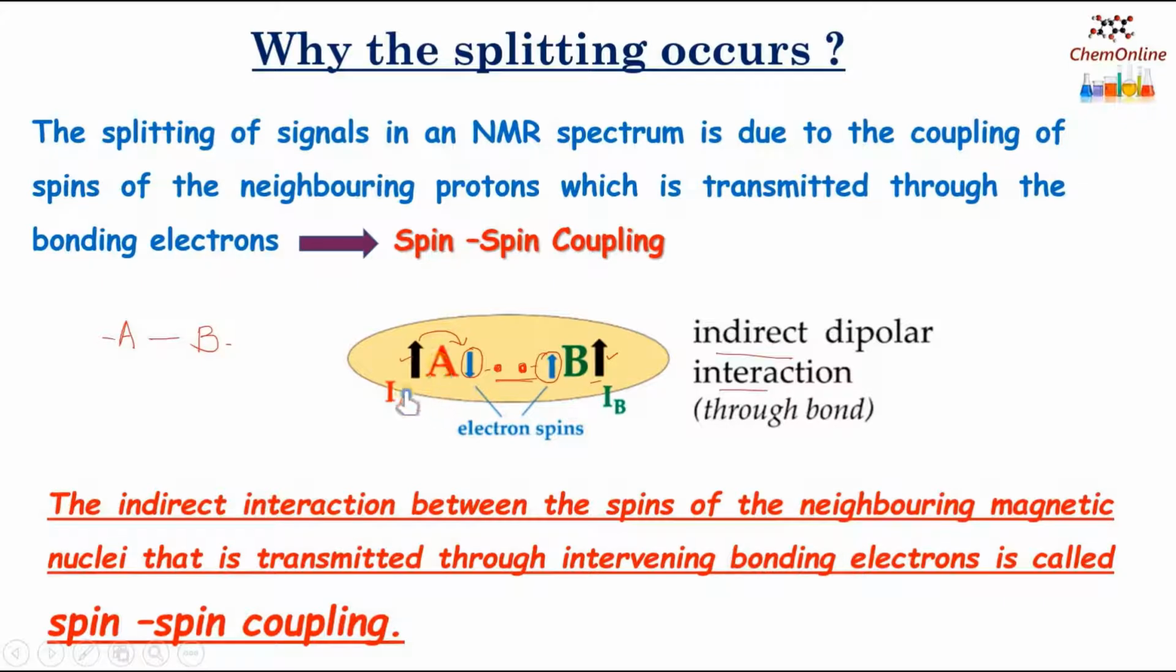The spin of one proton, say proton A, will be interacting with the spin of one bonding electron, which is then transmitted to the other bonding electron, which will then be transmitted to the next nearest proton, say proton B. So in this way, an indirect spin-spin interaction occurs through the intervening bonding electrons, and such an interaction is called spin-spin coupling. And it is due to this spin-spin coupling that the splitting of signals in an NMR spectrum occurs.